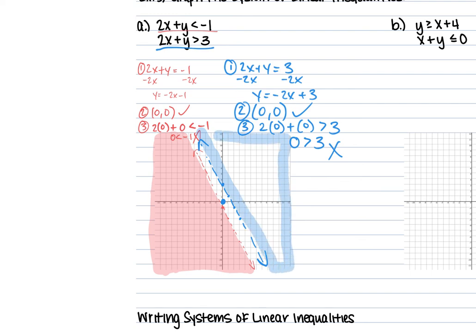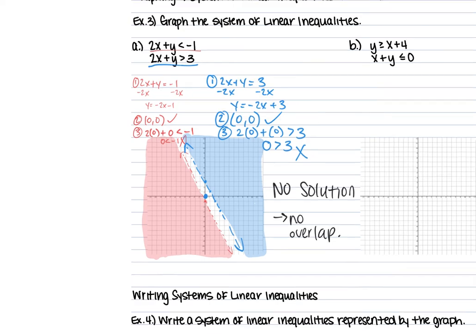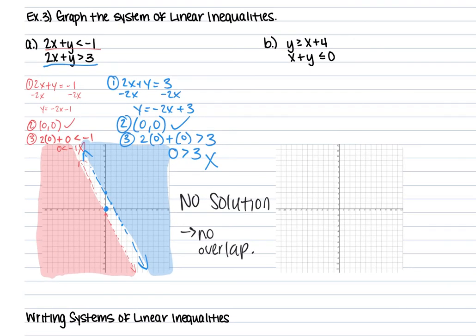Are these two regions ever going to overlap? No, okay? So therefore, this is an example of no solution, okay? So we would write no solution. Because the two shaded regions never overlap. And you can just write a little note, there's no overlap. Okay, I want you guys to work on example B, and then we're done.